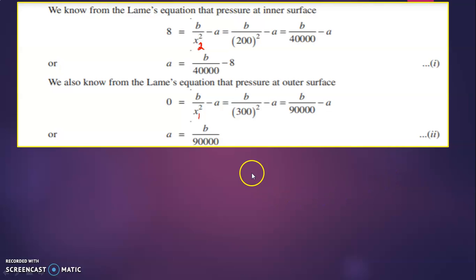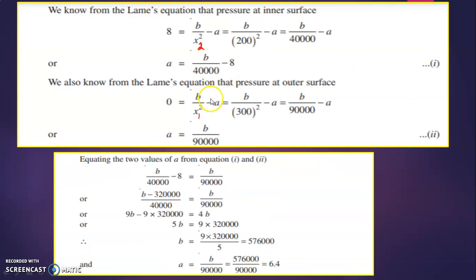Now we will solve equations 1 and 2 by equating them, so we will get the constants A and B. So I will equate equation 1 and 2. Both are A only. So A is equal to B divided by 40,000 minus 8 is equal to B divided by 90,000. Because in both the equations we are equating, both are A only, so I am writing the values of A.